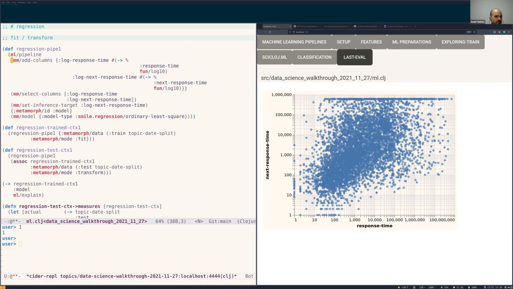The MM namespace is... Yes. Yeah, thank you so much.